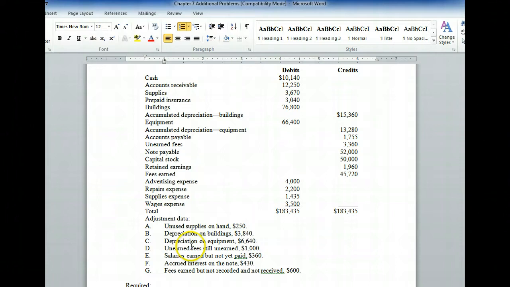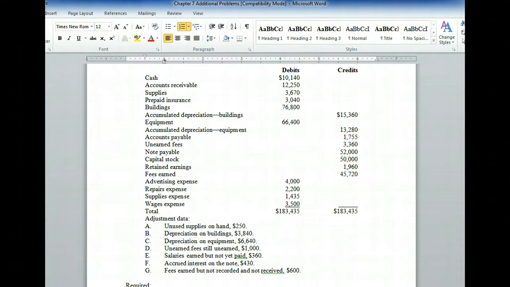All right, D, unearned fees still unearned. So how much of our unearned fees have we still not earned? And the account should read 1,000. So if we come up here and look, the unearned fee liability is at $3,360. So we need to get that to 1,000. So therefore, we're calculating that difference.